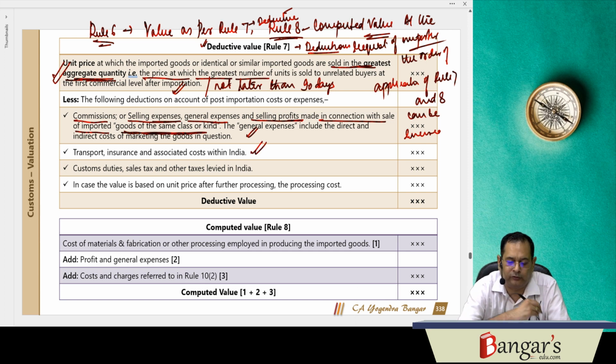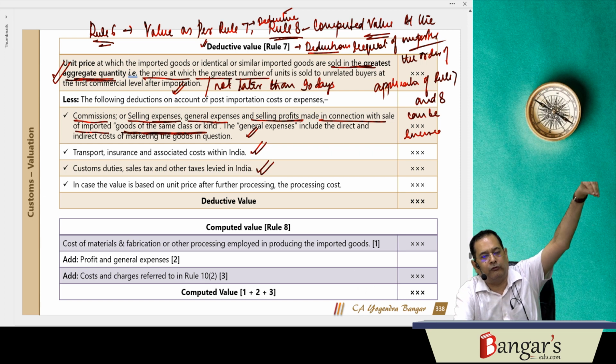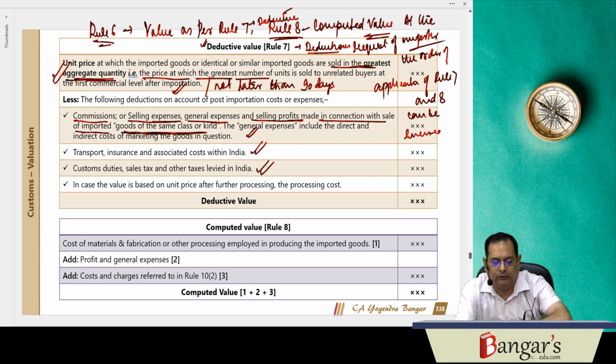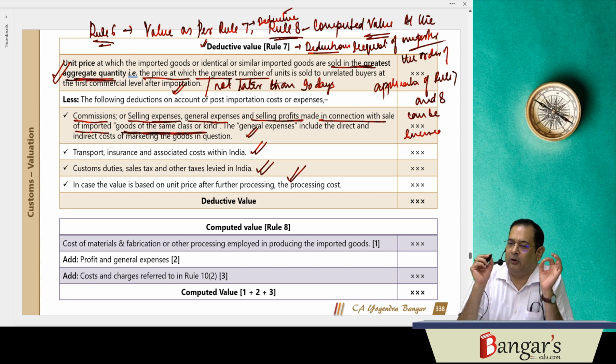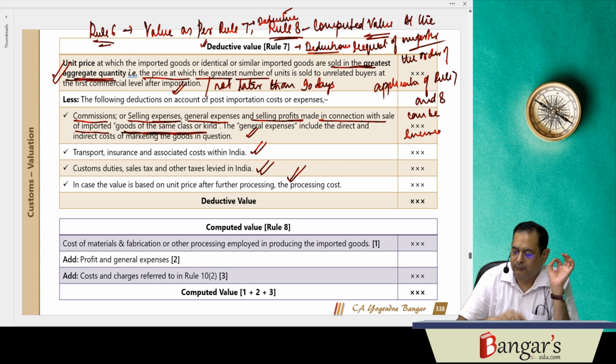Transport and insurance costs, and other associated costs within India. Custom duties, sales tax and other taxes which are levied in India. Whatever post importation charges are there, the same are to be deducted. And then if the goods are sold after further processing, then due allowance shall also be made for the value addition after such processing.